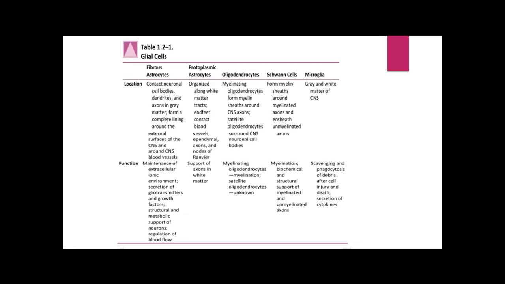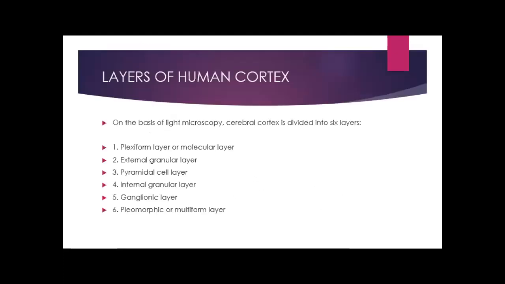Finally, we have the microglia, which are located along the gray and white matter of CNS and the function is scavenging and phagocytosis of debris after cell injury and death and secretion of cytokines.